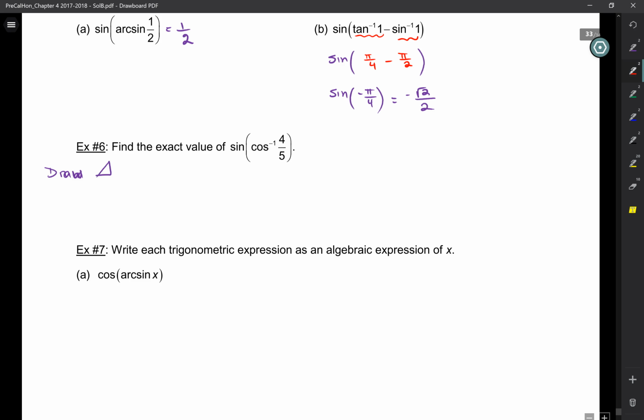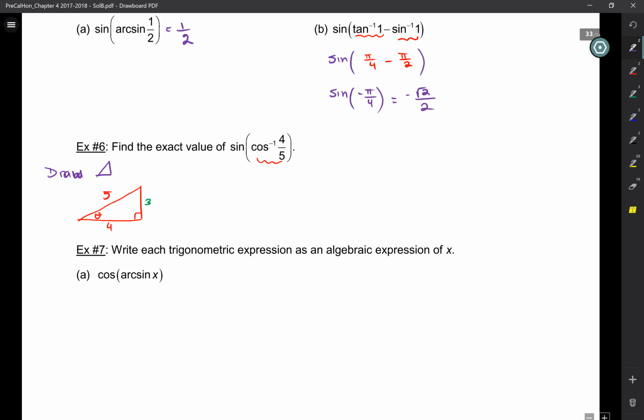Okay? And we're going to start from the inside. What that's telling me is there is an angle, the cosine of which is 4 over 5. So it's a 3, 4, 5 triangle. Please don't show me the work for the Pythagorean theorem for a 3, 4, 5 triangle. If it's like 11 and 13, fine. But please don't show me the work for a 3, 4, 5 triangle.